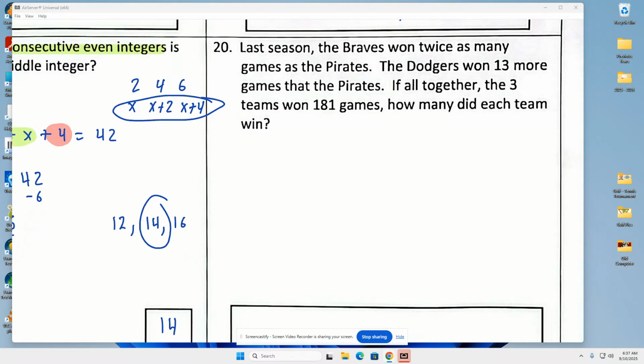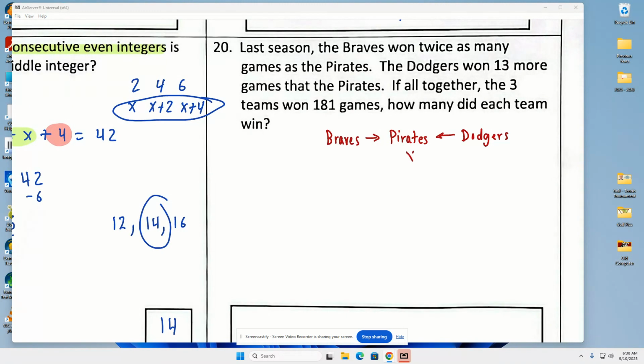Hopefully you guys recall when we did this. It says the Braves won twice as many games as the Pirates. The Dodgers won 13 more than the Pirates. If they all together won 181 games, how many did each team win? So I told you the first thing we want to do is figure out who everybody is being compared to. You see, the Braves are being compared to the Pirates. See it? Then it says the Dodgers won 13 more than the Pirates. So everybody is being compared to the Pirates.